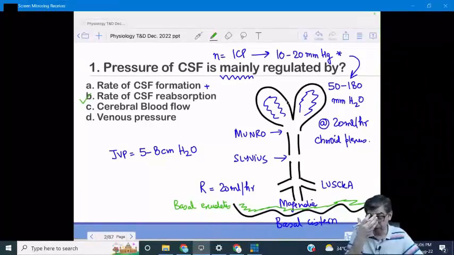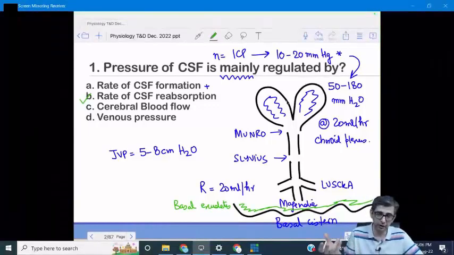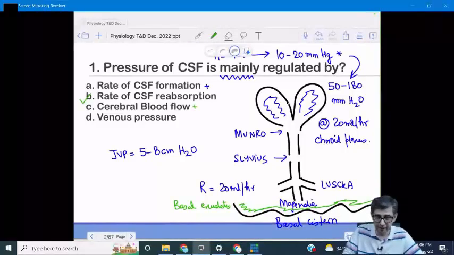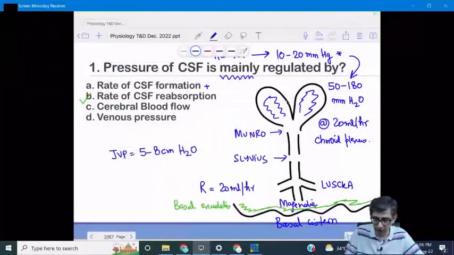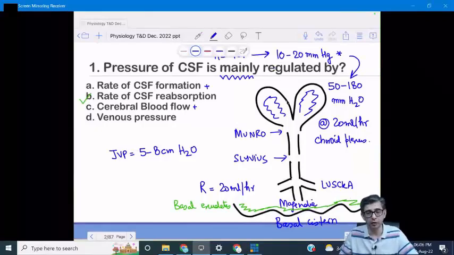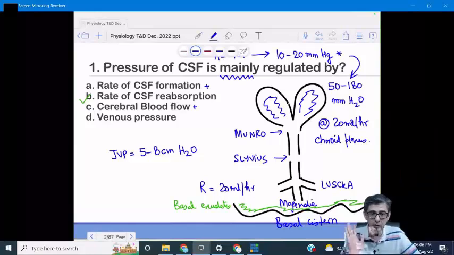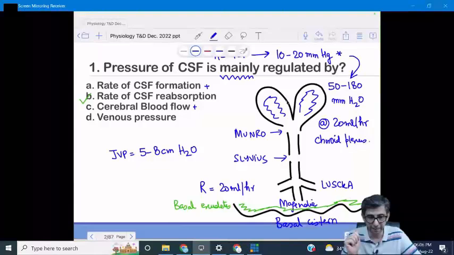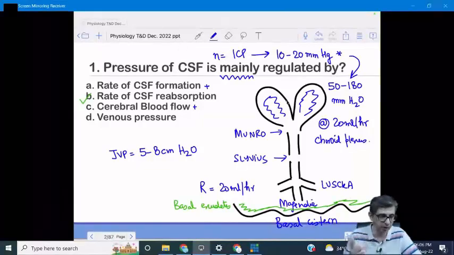Cerebral blood flow and venous pressure also determine the pressure of the CSF. Yes, because cerebral blood flow decides the amount of production. Points A and C are interrelated, in the sense that if the cerebral blood flow is more, then the rate of production will also be more. Why am I highlighting that? Because if A is not the answer, then C cannot be the answer either, since both are interrelated. Both of them are determinants that help in production, but the question said major determinant, which is given as option B.